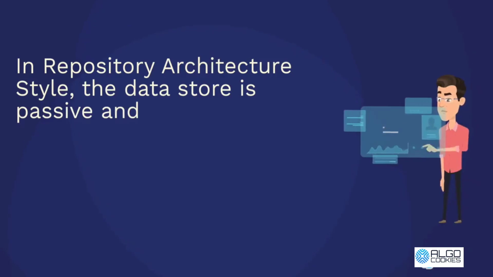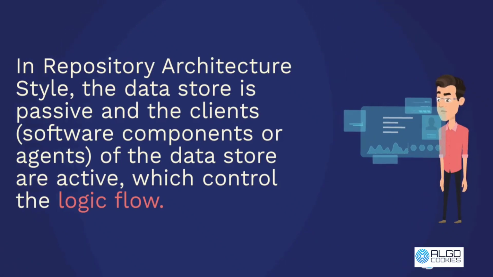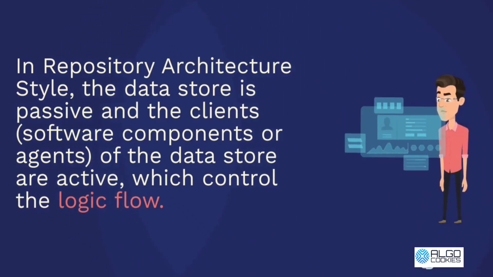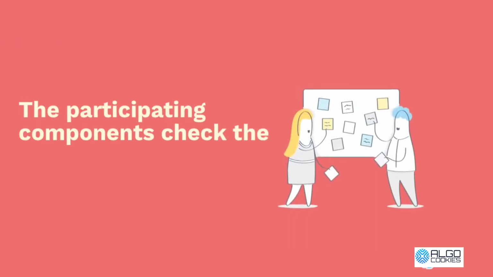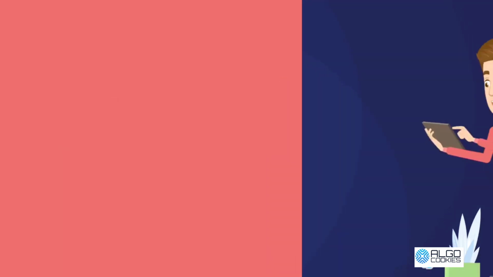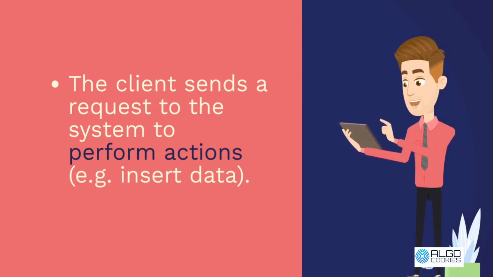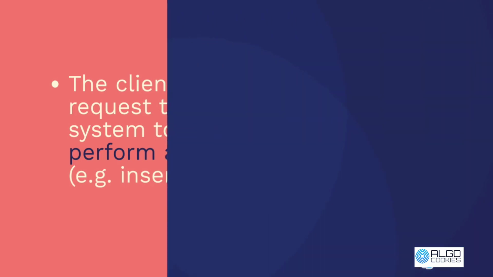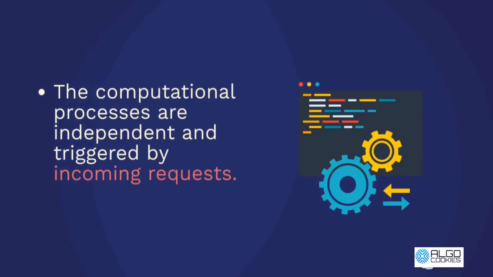In repository architecture style, the data store is passive and the clients, software components or agents, of the data store are active, which control the logic flow. The participating components check the data store for changes. The client sends a request to the system to perform actions, for example insert data. The computational processes are independent and triggered by incoming requests.